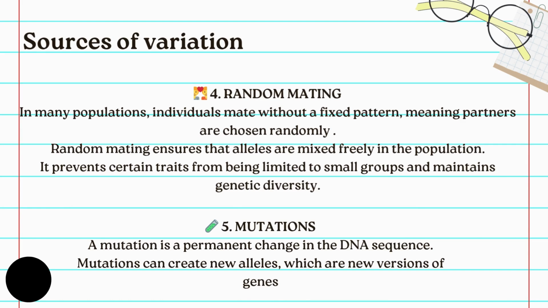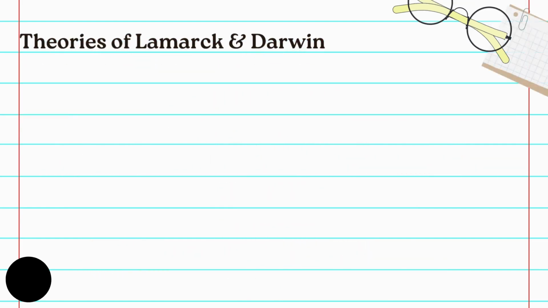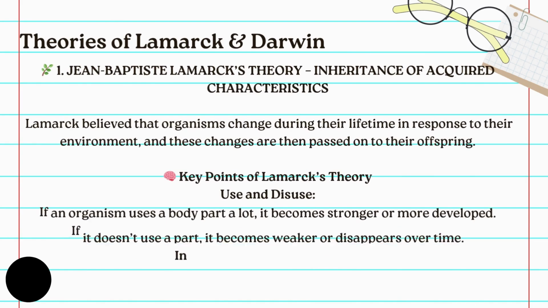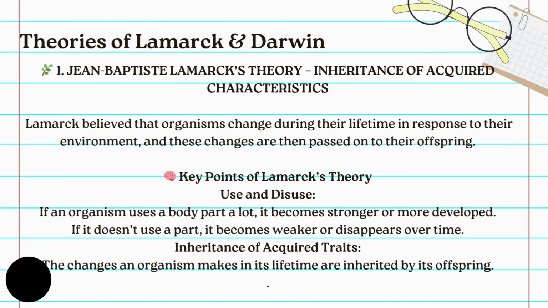And also mutations are a source of variation. The DNA sequence changing all the time creates new alleles, which makes new versions of genes. So a mutation is when there's a permanent change in the DNA sequence. So now let's look at the theories of Lamarck and Darwin.